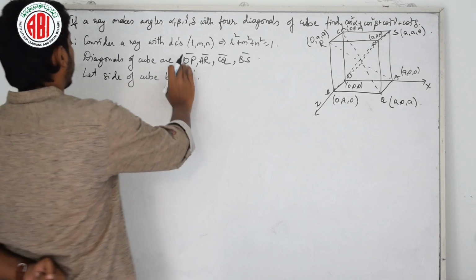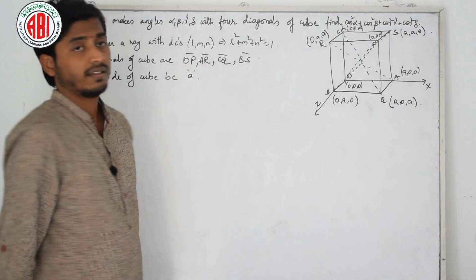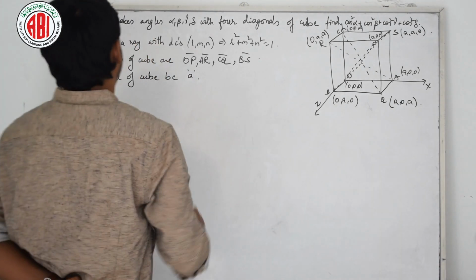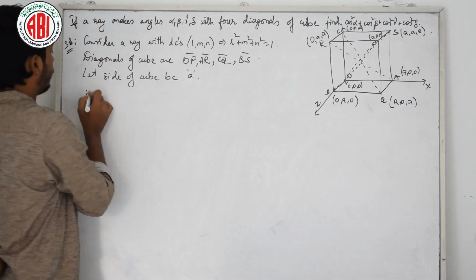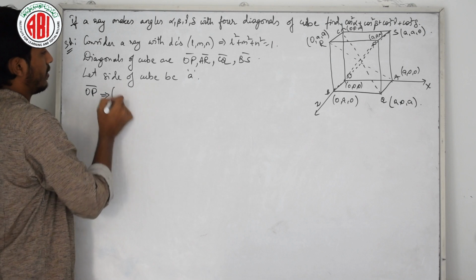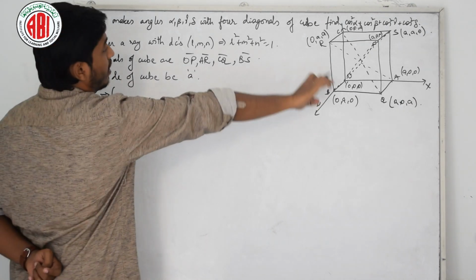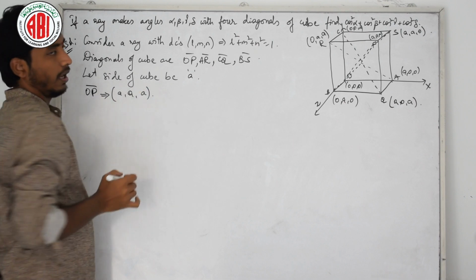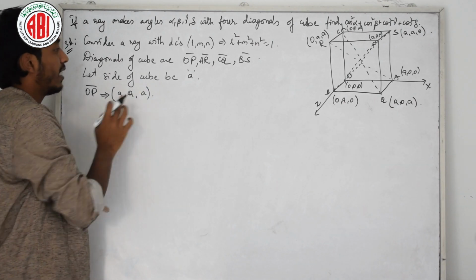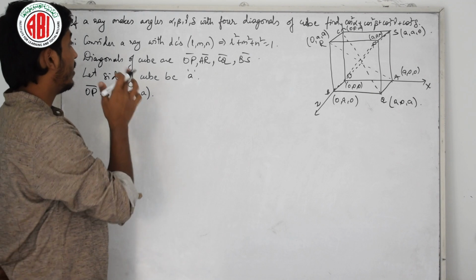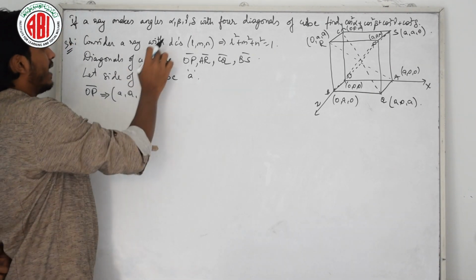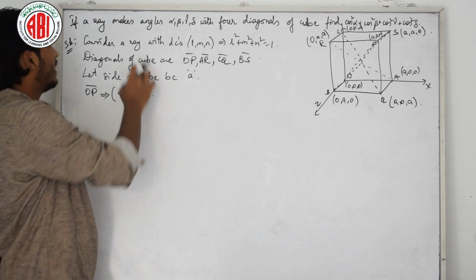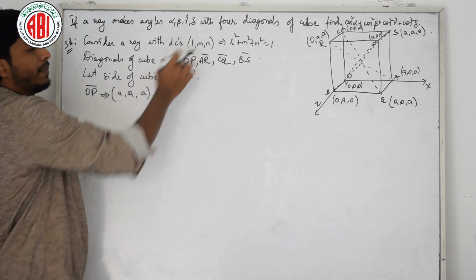Now can we find this OP, AR, CQ and BS? Can we? Yes, right? Now see here, what is OP? OP is, O is 0, 0, 0, P is A, A, A, therefore that is A, A, A. Okay, from that we have to find the angle between this OP and the ray. OP has the DCs as A, A, A, right? Then the ray has the DCs as L, M, N.